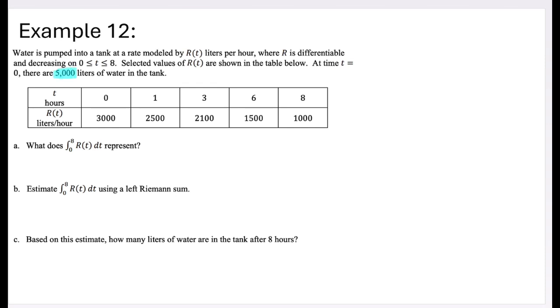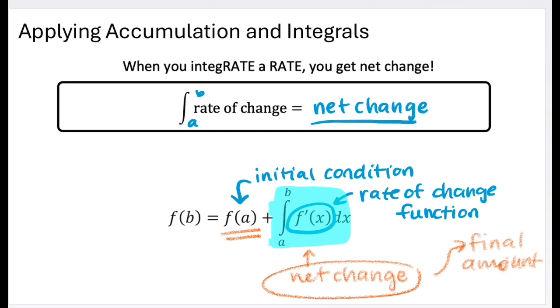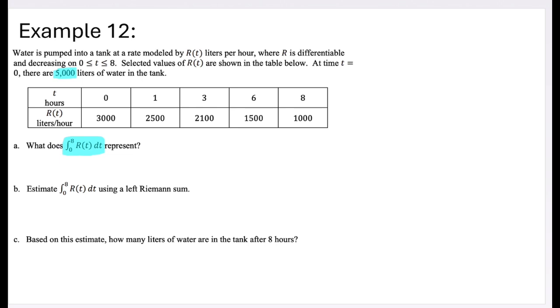What does the integral from 0 to 8 of R of t represent? So we're trying to figure out what that represents. Now, if we think about R of t as a rate of change, so if I go back to this slide right here, this actually represents the net change. Now, we've got to put that in terms of what we're actually talking about here. So if I'm going back to this problem, what's changing? The amount of water in liters that are in this tank. So the integral from 0 to 8 of R of t dt represents the net change in water over the course of those 8 hours. Or we can say it's the water that's being pumped into the tank over those 8 hours.